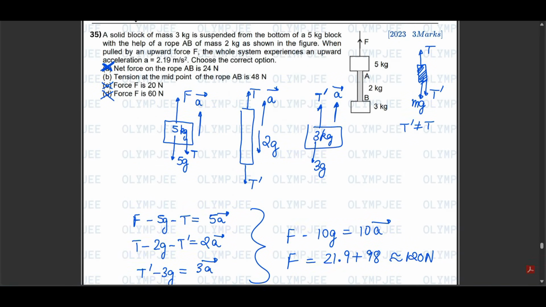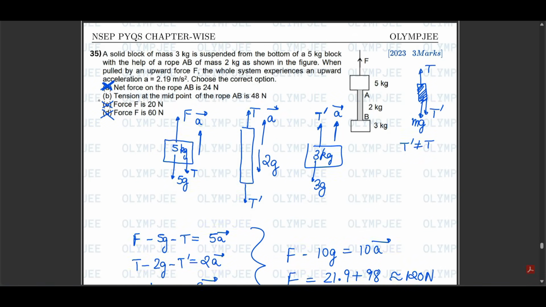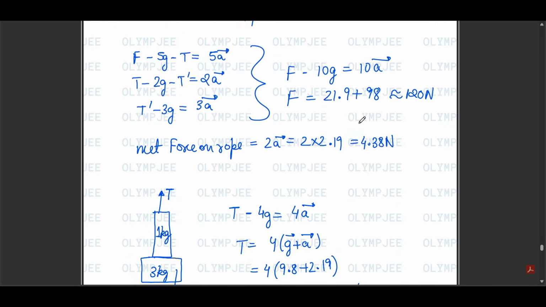So this is approximately 48 only, right? 48 newtons. So option B is correct. This was a nice question where the rope also had mass. So you have to be careful in such types of questions that you do not take the tension the same at each point. If it was a massless rope, the tension here and here would have been the same, and there would be one less variable.